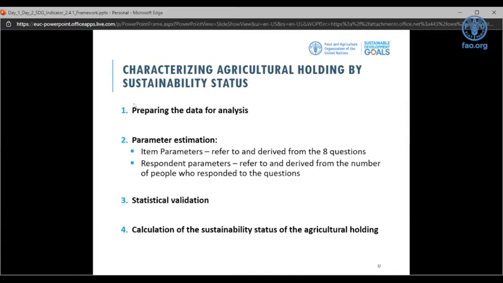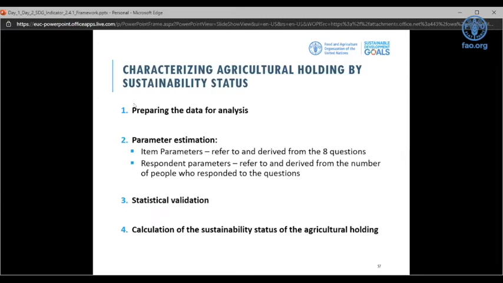is the item parameters. These are also technically known as the difficulty parameters. So that is the terminology the model uses when the estimates are analyzed and produced: difficulty parameters for item parameters. These refer to and are derived directly from the 8 FIES questions. The second set of parameters that we estimate are called respondent parameters, or ability parameters. These are derived from the number of people who responded to the 8 FIES questions.